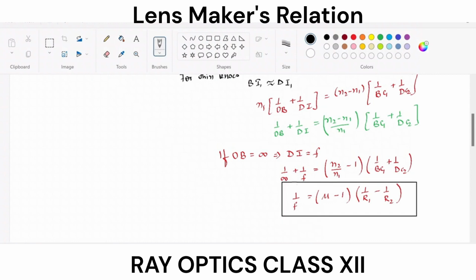Now, if I compare this Lensmaker's relation, look at this. This right hand side is equal to this right hand side, right? The green and the red. If the right hand sides are equal, can we compare this left hand side with this left hand side? Yes. So let's write here 1 by OB plus 1 by DI is equal to 1 by f, because 1 by infinity is 0. What is OB? Sir, object distance, minus u. And what's DI? Image distance, plus v, because it's on the right hand side. So this will give you the lens formula, 1 by v minus 1 by u equal to 1 by f. I hope this is clear.